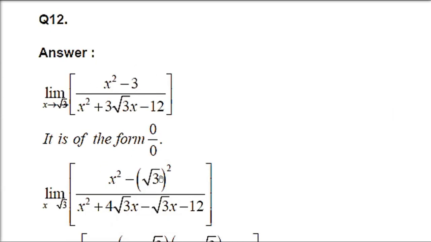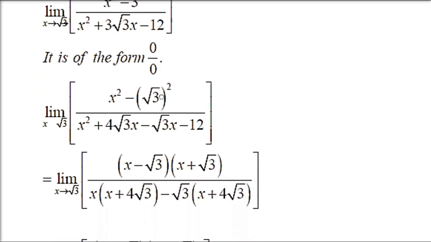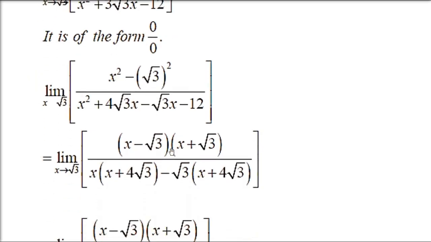So take this 3 as root 3, x square minus root 3 whole square. How do we know that we have to put it as root 3? Because we are seeing the denominator also, and we also see that x tends to root 3. So x minus root 3 has to be a root. That is how we have taken this 3 as root 3 and then made it a square. So this is the logic we have applied. Two things: in the denominator we have root 3, and x tends to root 3. So x minus root 3 is the factor.